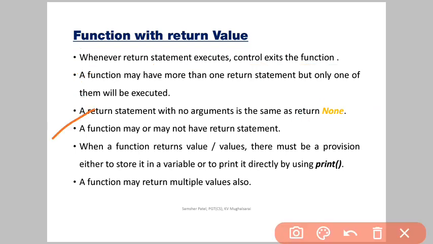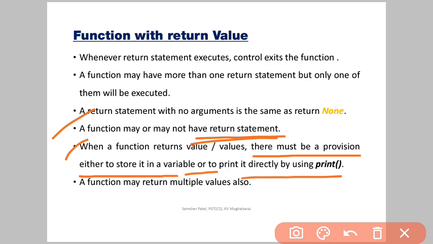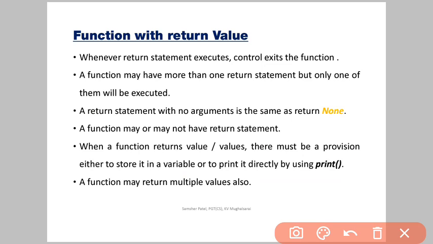The next point is that a function may or may not have a return statement. And another point of return value is that when a function returns a value or values, there must be a provision either to store it in a variable or to print it directly by using the print function. That means whenever a function is going to return a value, we have to use a variable or a print statement to store or print that value.